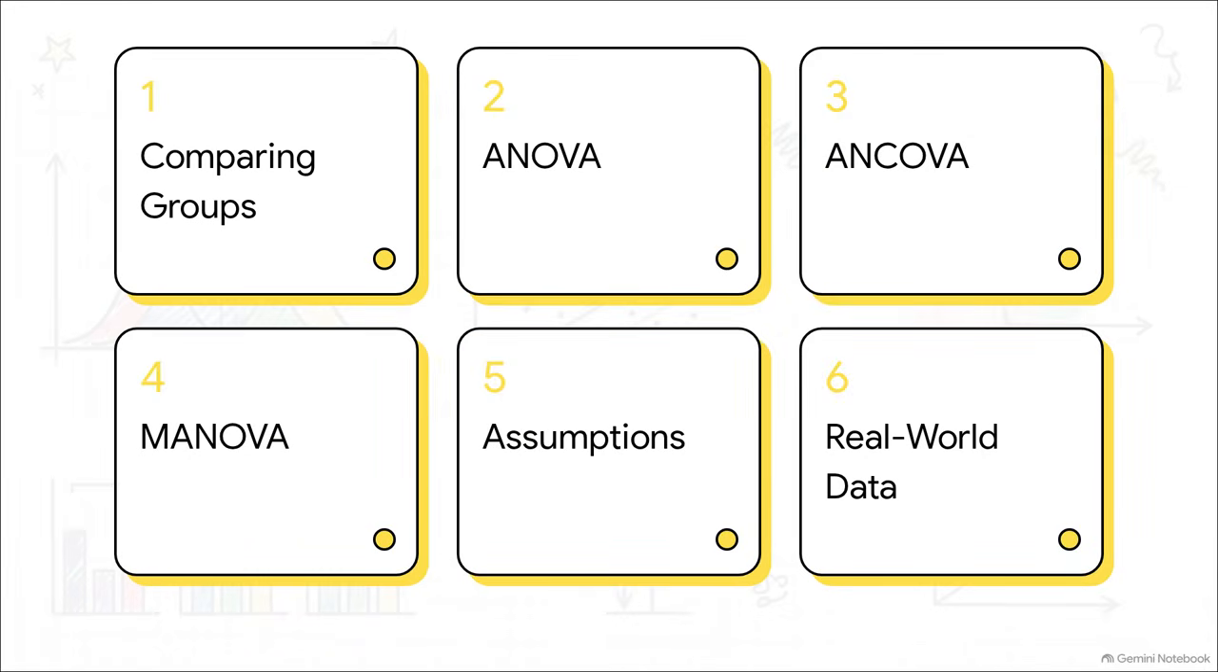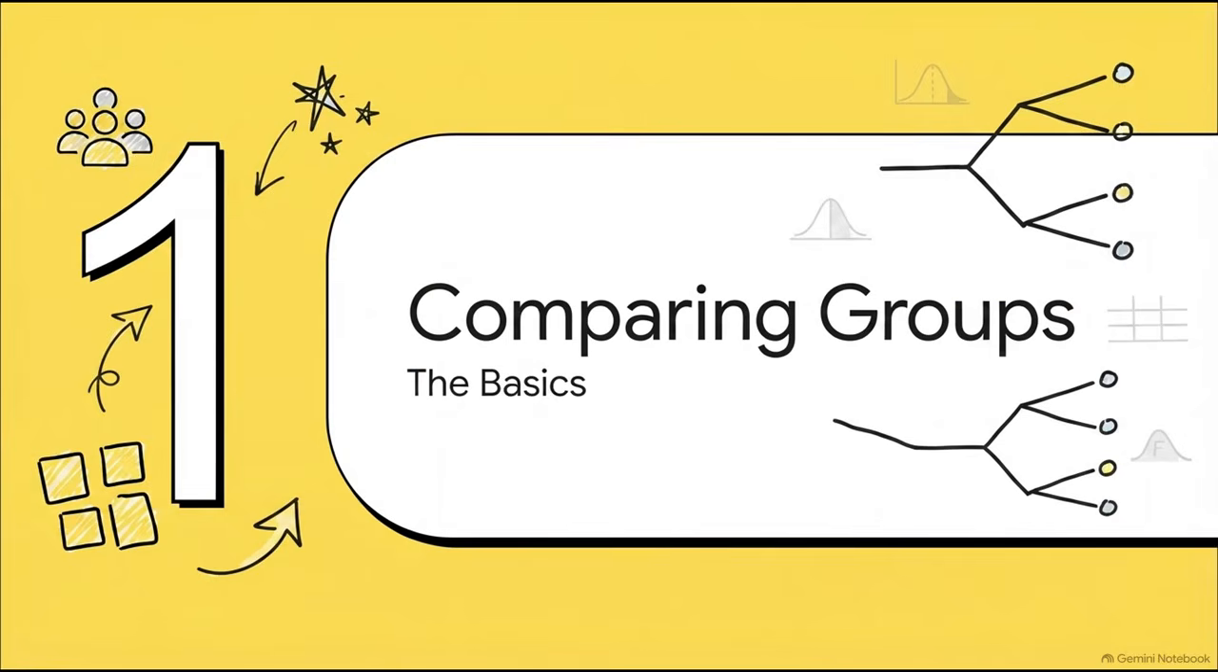So, here is our roadmap for today. We're going to cover comparing groups, ANOVA, ANCOVA, MANOVA, the strict rules of statistical assumptions, and finally, real-world data in action. We'll start simple and then progressively add in some real-world complications. Starting with Section 1, Comparing Groups, the basics. This really is the foundation of almost all experimental research.